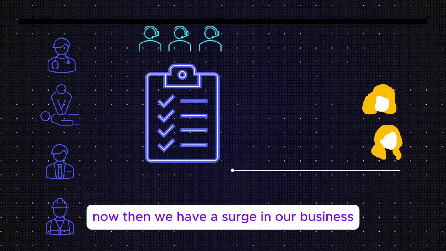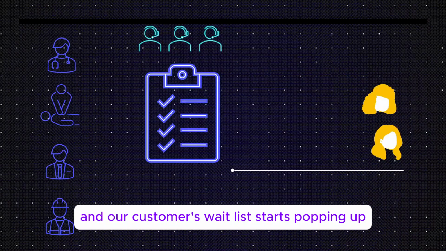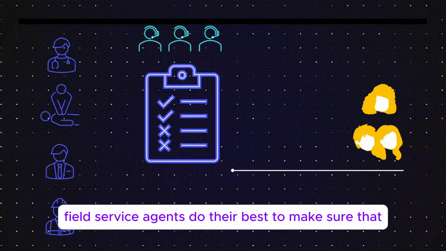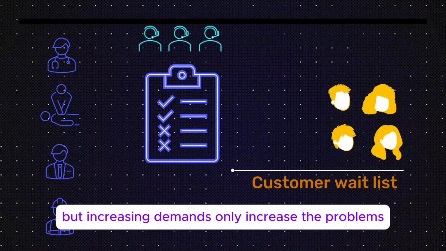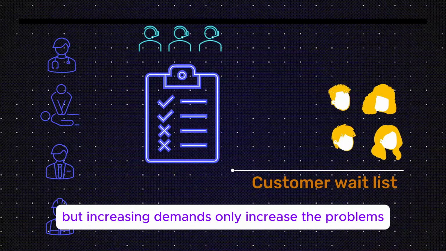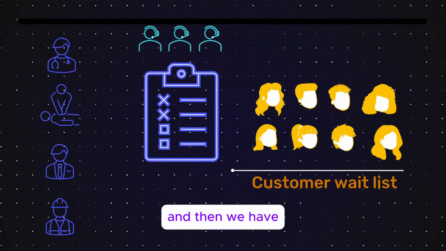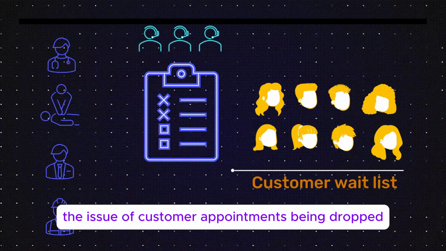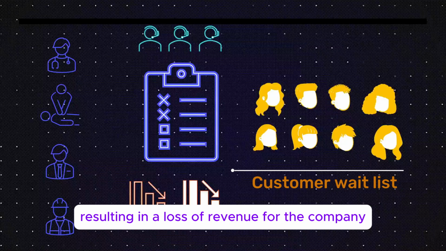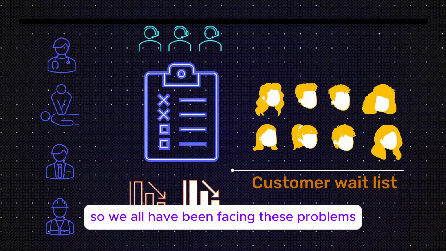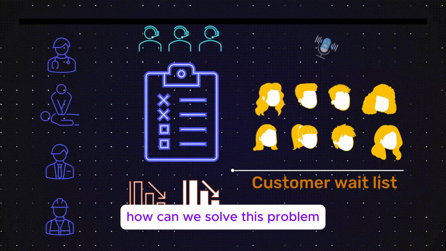Now then, we have a surge in our business and our customers' wait list starts popping up. Field service agents do their best to make sure that our customer wait list is reduced, but increasing demands only increase the problems. And then we have the issue of customer appointments being dropped, resulting in a loss of revenue for the company. So we all have been facing these problems. How can we solve this problem?